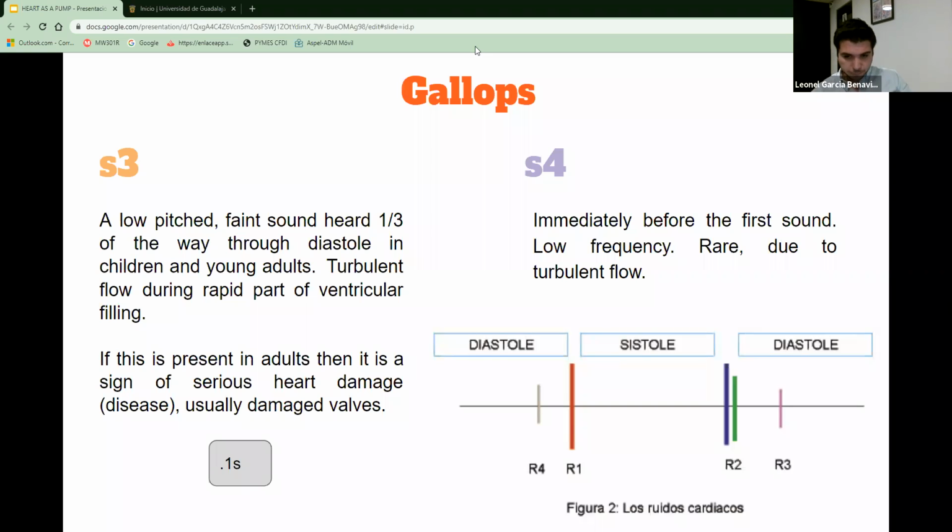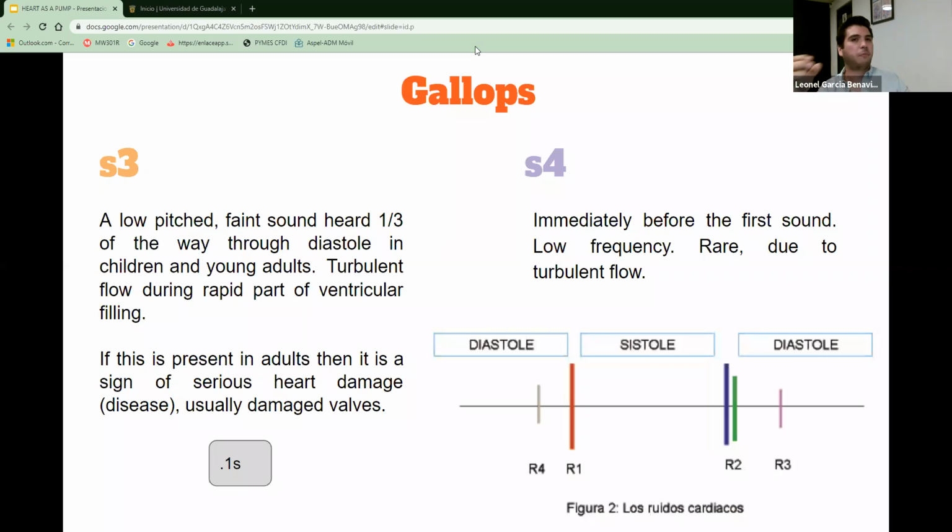S3 and S4. S3 is going to happen after the second sound, about 1/3 of the way through diastole. It's most common to hear in children and young adults. However, it's not always pathological.